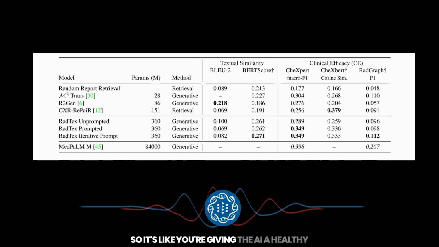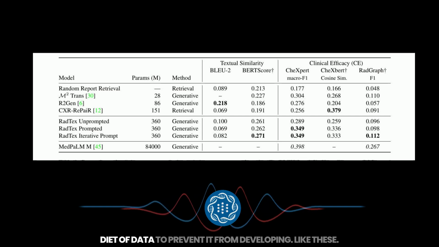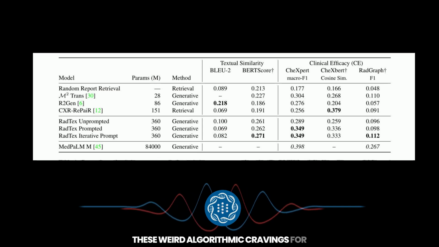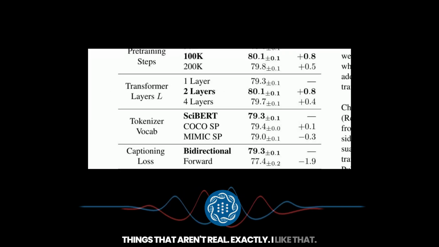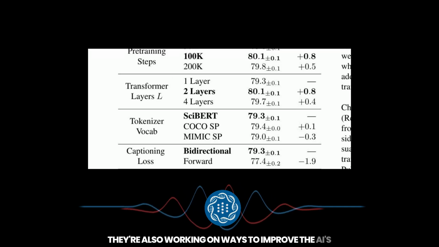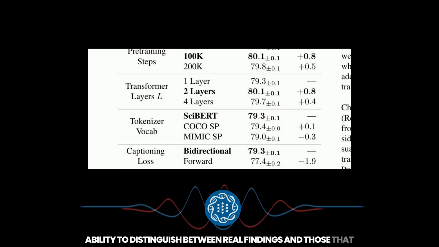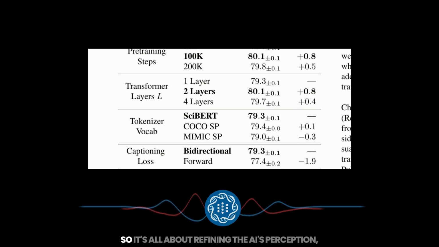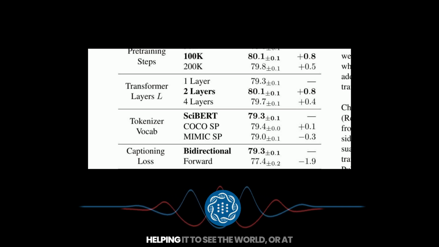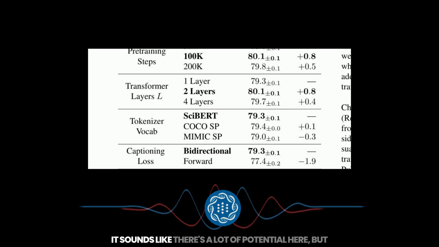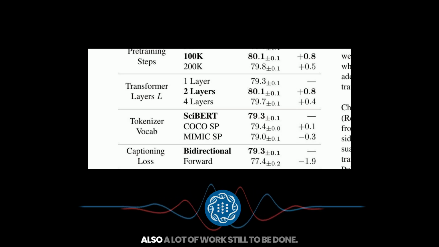So it's like you're giving the AI a healthy diet of data to prevent it from developing these weird algorithmic cravings for things that aren't real. Exactly. I like that. They're also working on ways to improve the AI's ability to distinguish between real findings and those that might be artifacts or noise in the image. So it's all about refining the AI's perception, helping it to see the world, or at least the world of X-rays, more clearly.